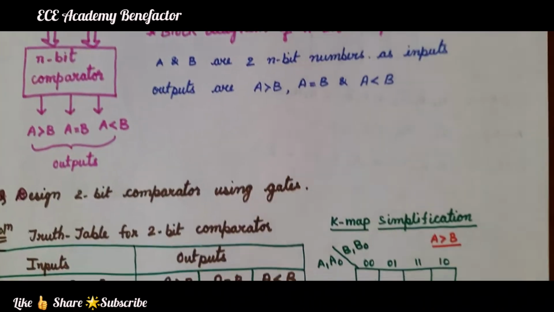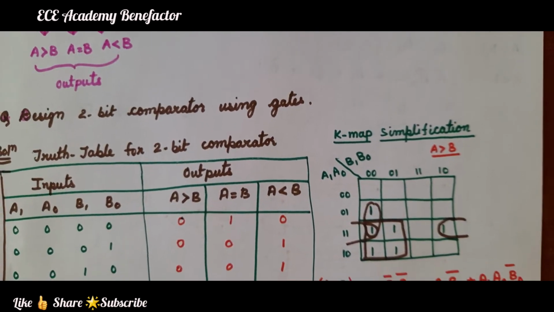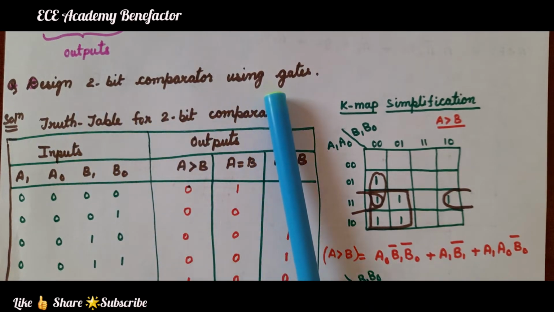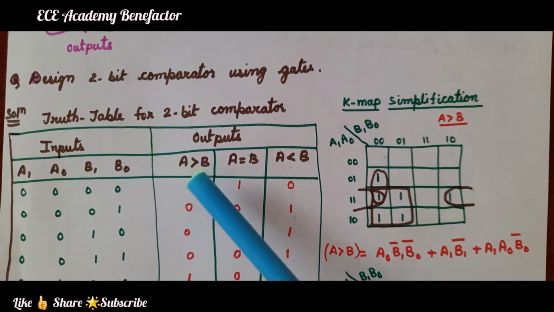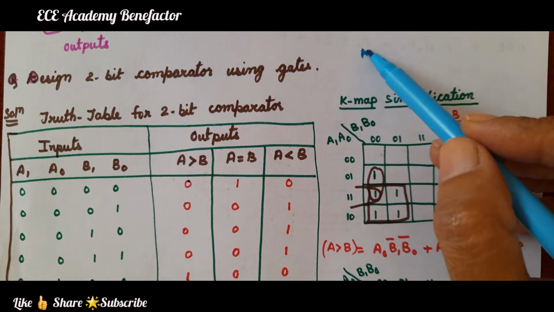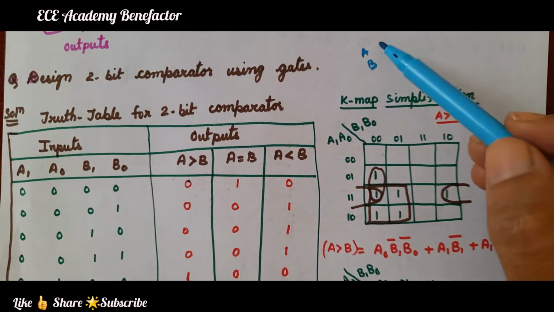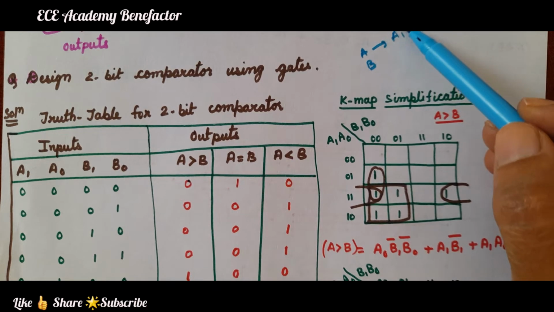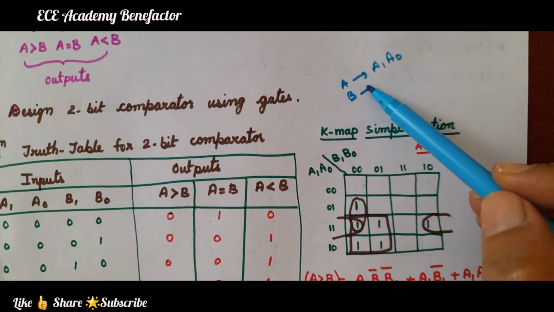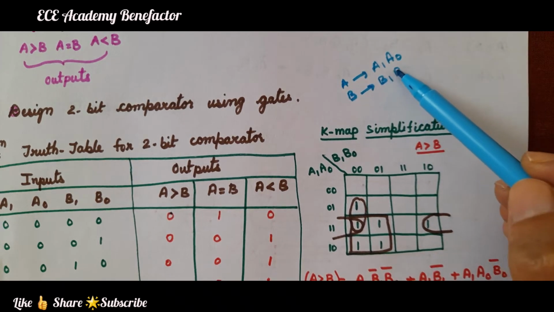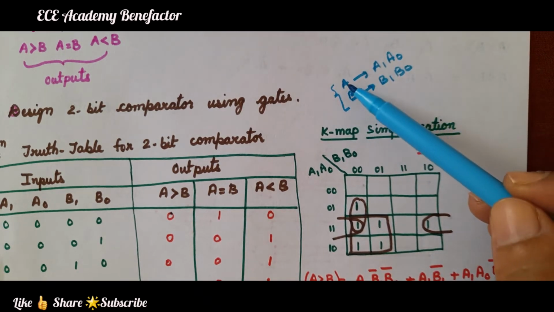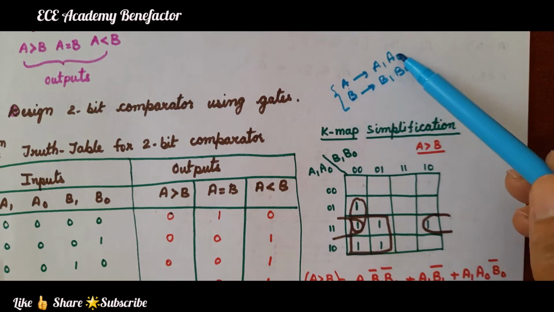Now let us see how to design a 2-bit comparator using gates. Start the solution. Let us first write the truth table of the 2-bit comparator. We are comparing two numbers A and B. A has 2 bits, let it be A1 and A0, and B has 2 bits, B1 and B0. A 2-bit comparator will compare two binary numbers A and B, each comprising 2 bits.